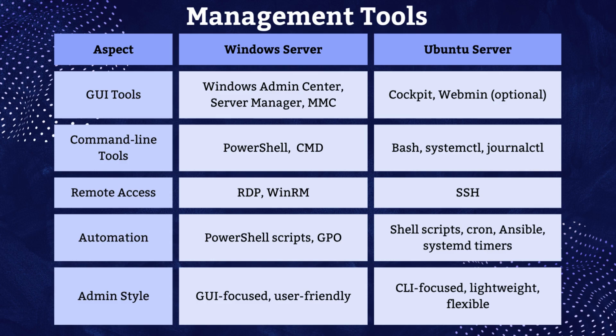Both systems support automation, but in different ways. Windows uses PowerShell scripting and group policy objects to apply settings and rules across systems. Ubuntu supports shell scripting, scheduled jobs using cron, and modern tools like Ansible and systemd timers to manage tasks automatically. Overall, Windows is more graphical user interface focused, making it easier for beginners. Ubuntu is command line interface focused, which gives advanced users more control and efficiency.